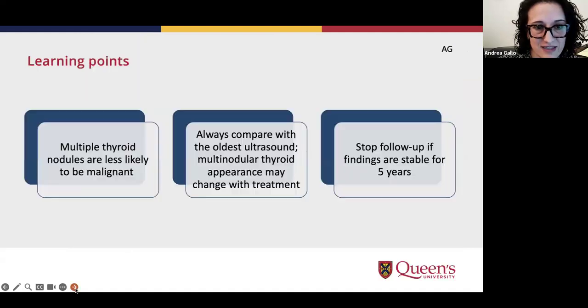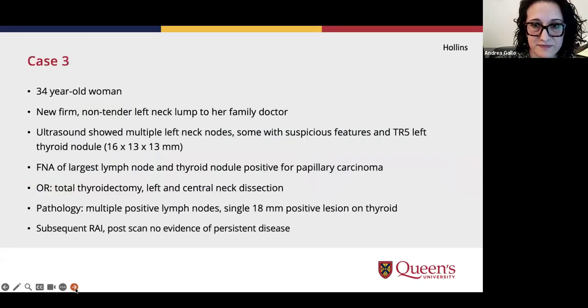Next slide. So as Russell was saying, some multiple thyroid nodules are less likely to be malignant. Always compare with the oldest ultrasound. So probably in this case, the ultrasound follow-up could be stopped earlier, right? Maybe. And remember, 5 years of stability is enough for these thyroid nodules. Next slide.